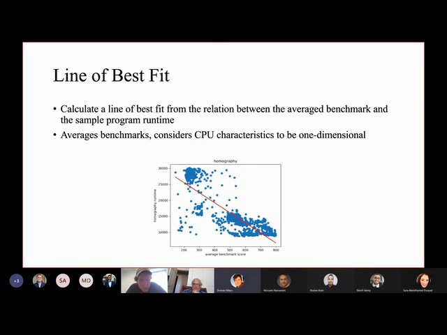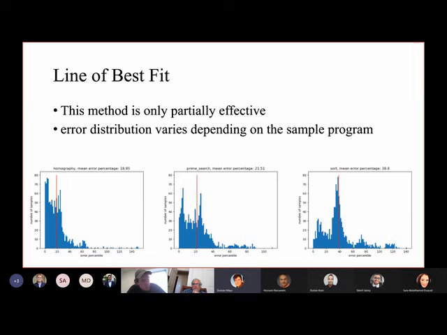The first method we used was to simply use a line of best fit. And this operated on the average of all the benchmarking scores. So this method considered that the CPU characteristics was one-dimensional, and it also assumed a linear relation. And we find that this only worked partially effectively. If we look at the plot on the left for homography, we can find that we get a mean error of around 20% with this prediction method. So that means that on average, the prediction of this method will be accurate to within 20%.